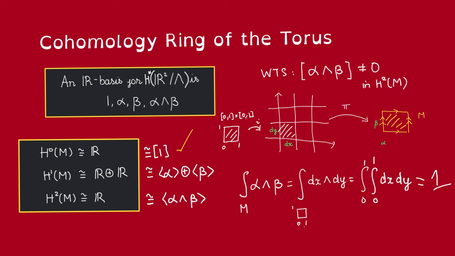Up next, we're going to show that alpha and beta together generate the cohomology in degree 1 of the torus.